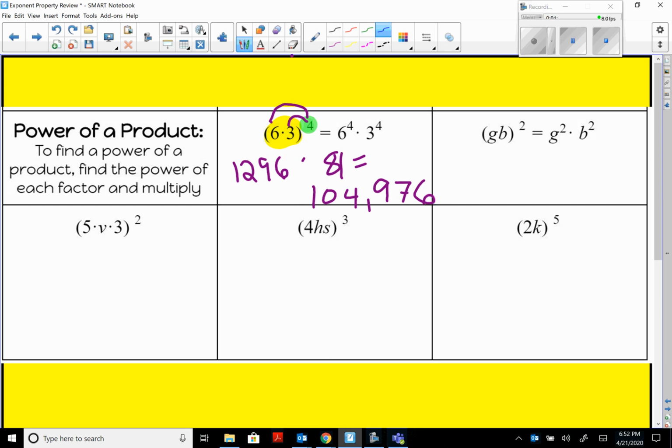All right, let's look at an example with variables now. So again, with the power of a product property, everything inside the parentheses gets that exponent, which in this case is a 2. So I'm going to raise the g to the 2nd power, and I'm also going to raise the b to the 2nd power. Since those are variables and we don't know the values of those variables, that is all we can do. So we can leave it just like that. Or if you don't want to have the dot between the two variables, because you really don't have to have that, you could just write it as g squared b squared, which is multiplication.